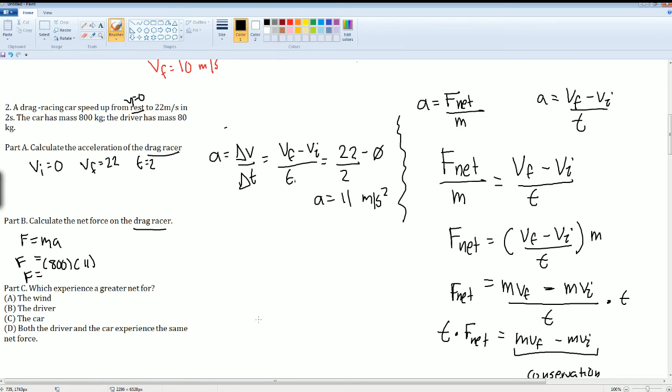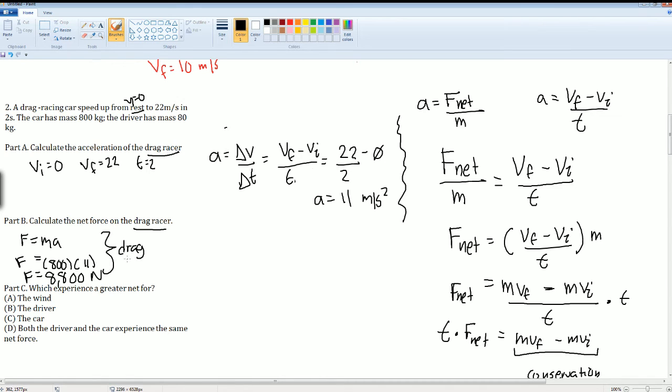Okay, this becomes 8,800 newtons. That's the net force on the drag car, from F equals ma. There's no other part. Which experiences a greater net force: the wind, the driver, the car, or both the driver and the car experience the same at the same time? Okay, so this is for the drag car, right?